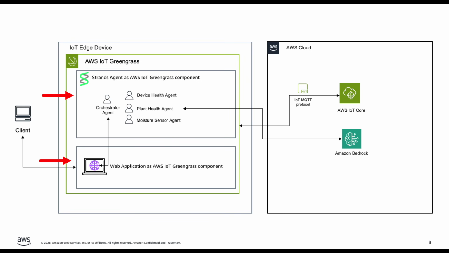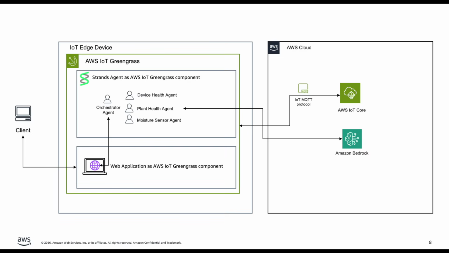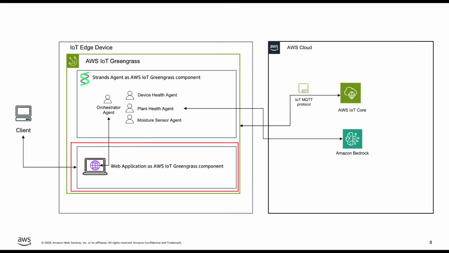There is an orchestrator agent that receives natural language queries via MQTT and routes them to three specialized subagents: a device health assistant that monitors CPU, memory, and disk; a plant health assistant that captures camera images and sends them to Claude on Amazon Bedrock for vision analysis; and a soil moisture assistant that reads the GPIO sensor and provides trends analysis. And second, the web dashboard.